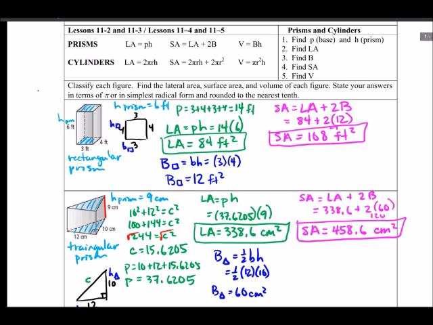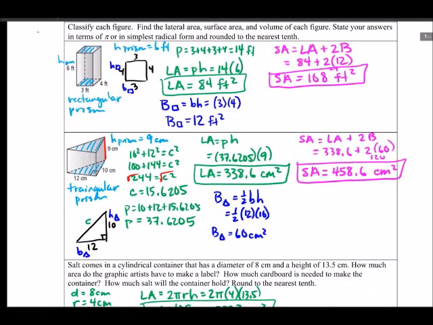On these problems we've already identified our base, found the height of our prism, found our lateral area, found the area of our base, and found our surface area. So at this point, volume is really simple. For a prism, the volume is simply the area of the base times the height of the prism. We identified our base as a rectangle.